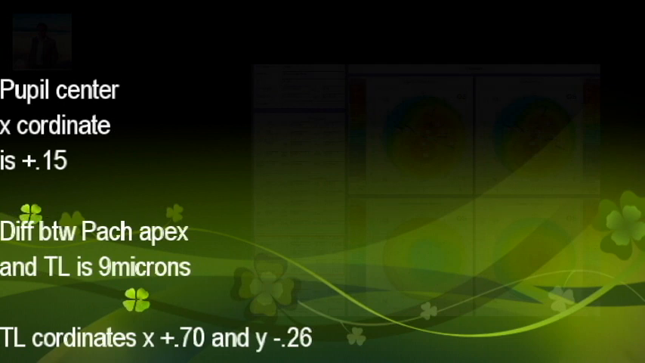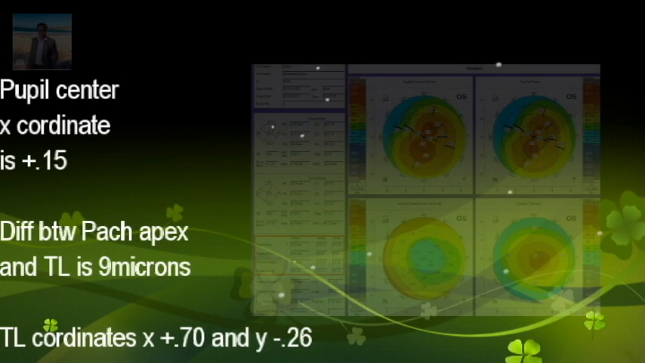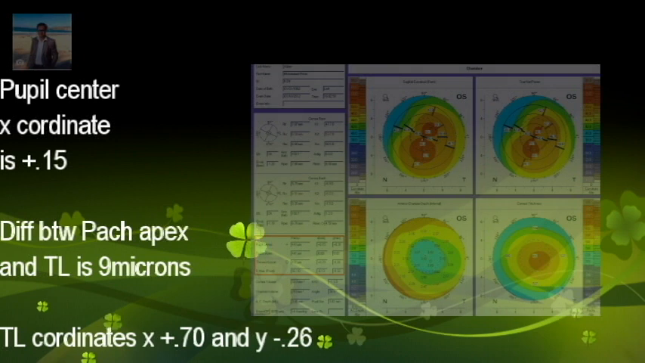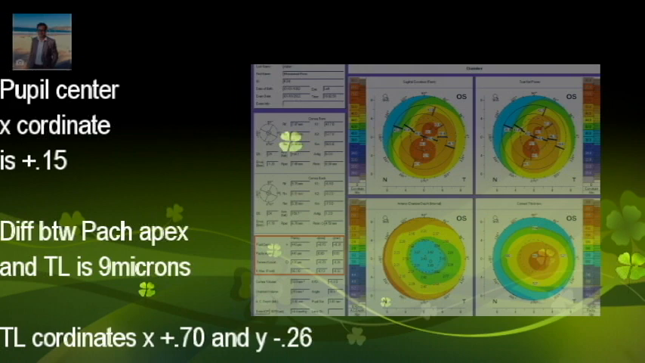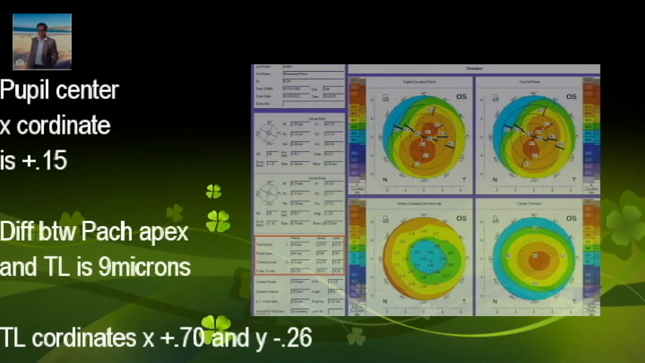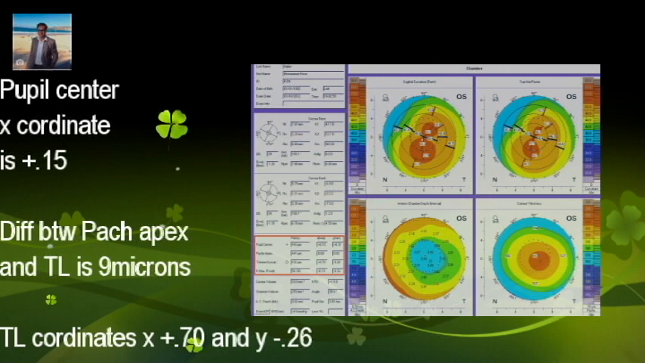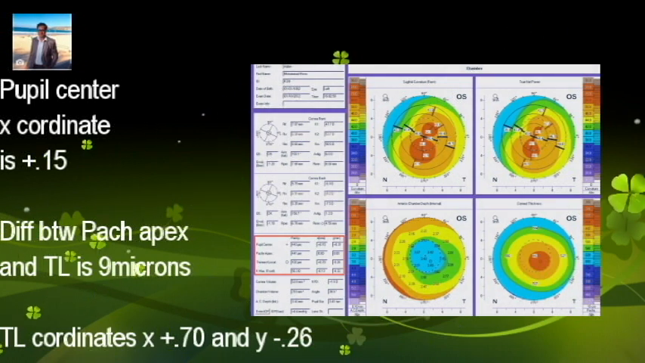So let's take this example. If you see the pupil center x coordinate, we know that it signifies angle kappa, and this patient has around plus 0.15, which is less than 200 microns or 0.2, and that's fine with this patient. But if you look into the difference between the pachymetry apex and the thinnest location, this difference needs to be under 10 microns. Again, I repeat this: the difference between the pachymetry apex in the Pentacam and the thinnest location should be less than 10 microns. So this patient is doing well with that parameter.